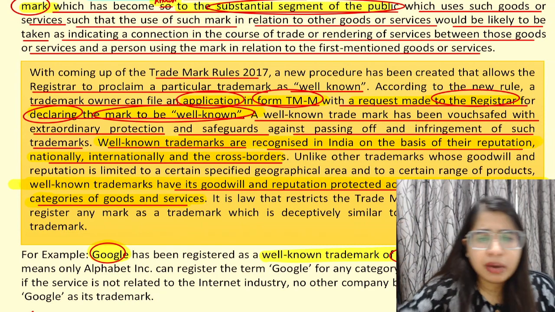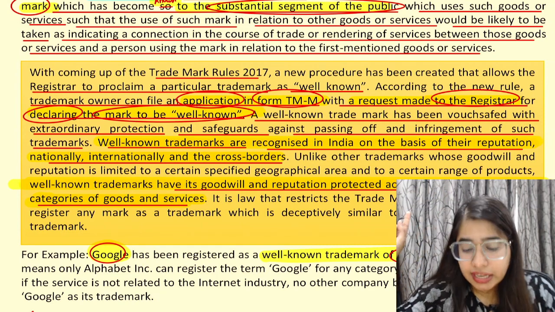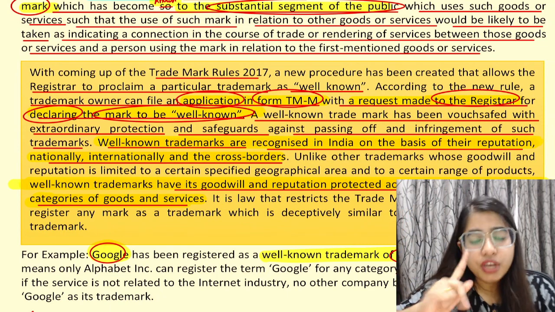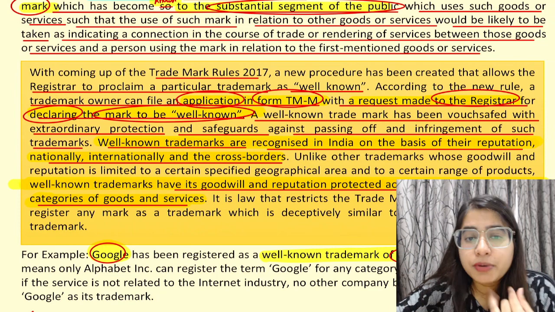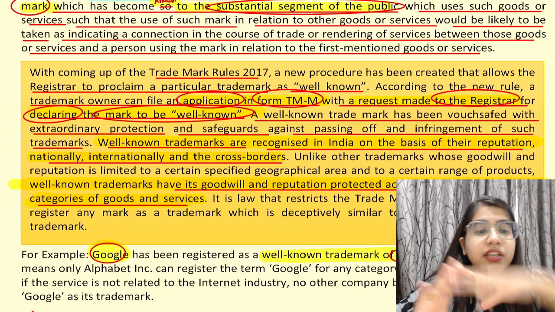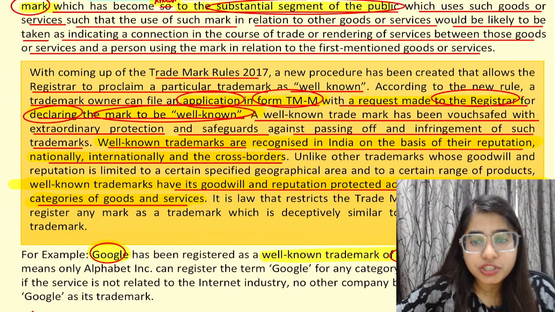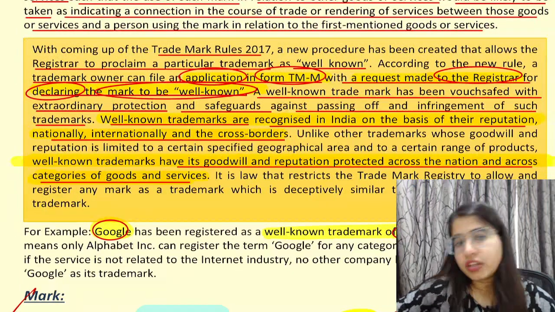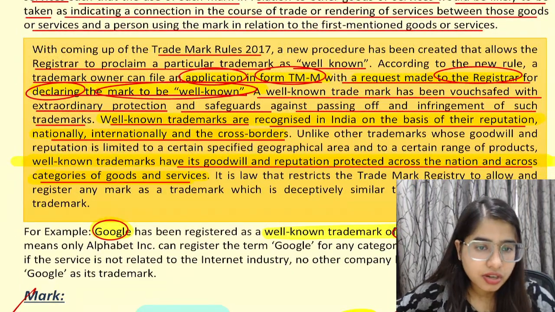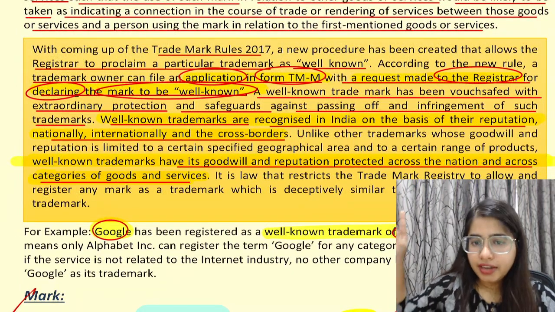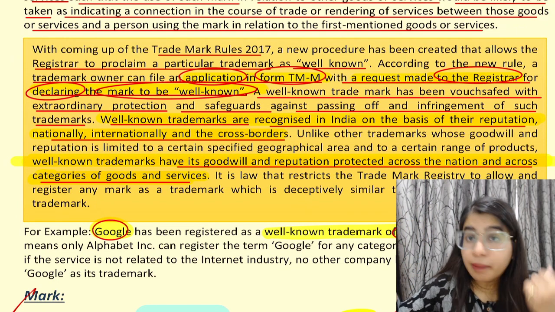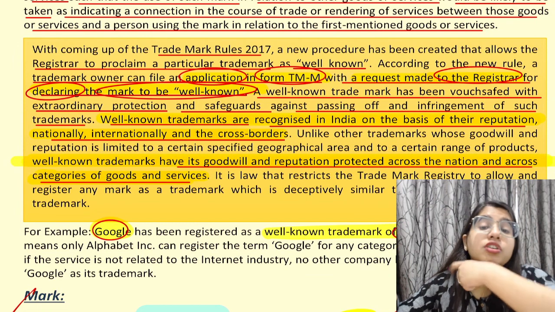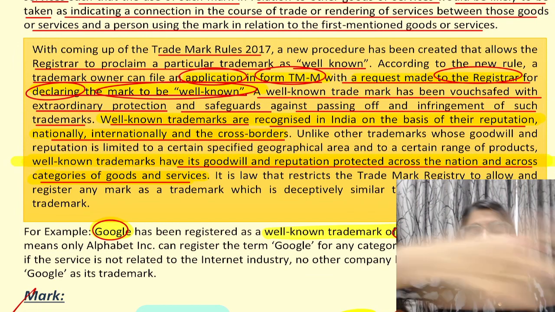I hope you're clear with this. What is a well-known trademark? Well-known trademarks are recognized in India on the basis of their reputation. We check their reputation: what is their reputation nationally in India, and globally, internationally and cross-border? All these things we'll check before giving them registration as a well-known trademark. And see this last highlighted point: well-known trademarks have their goodwill and reputation protected across the nation and across categories of goods and services.